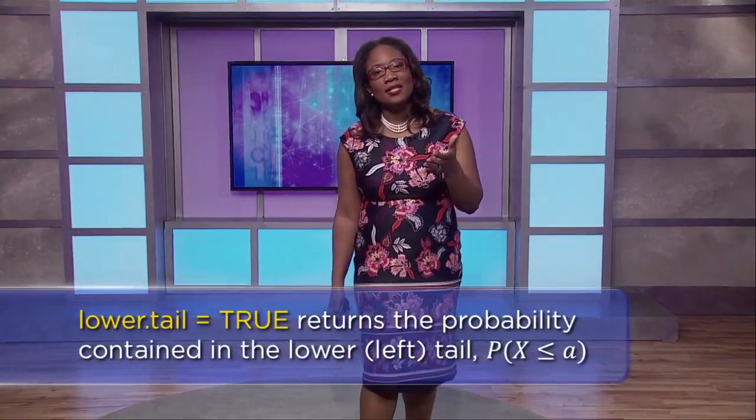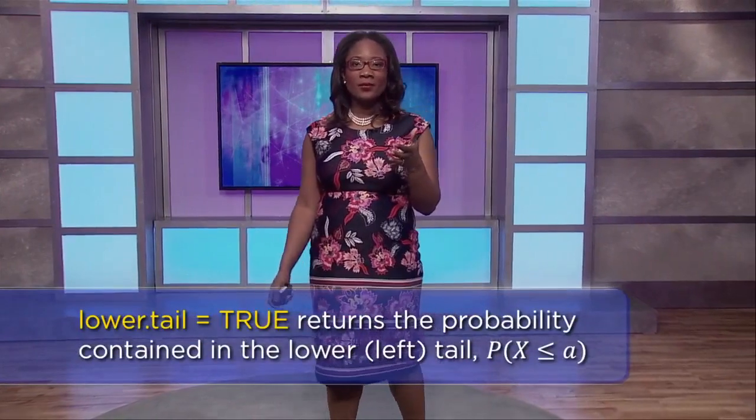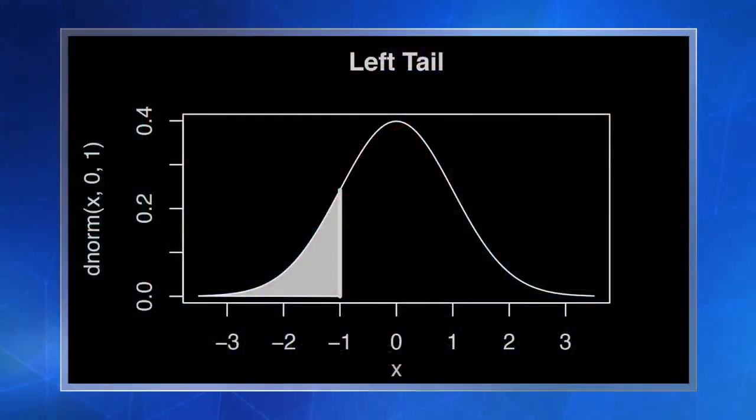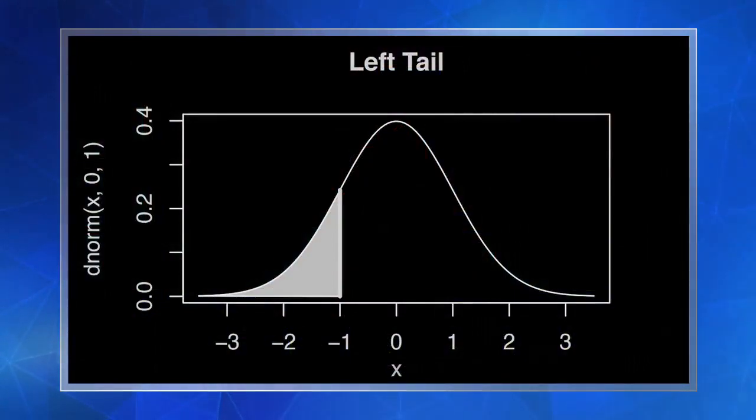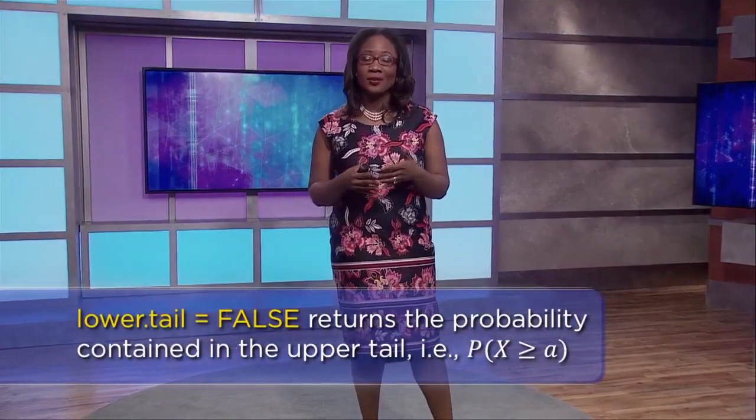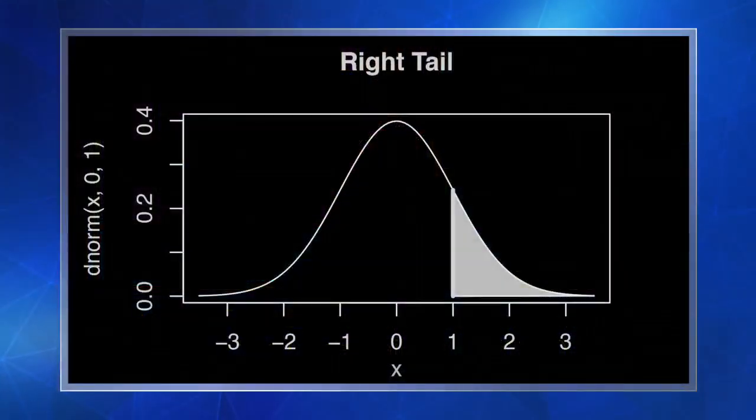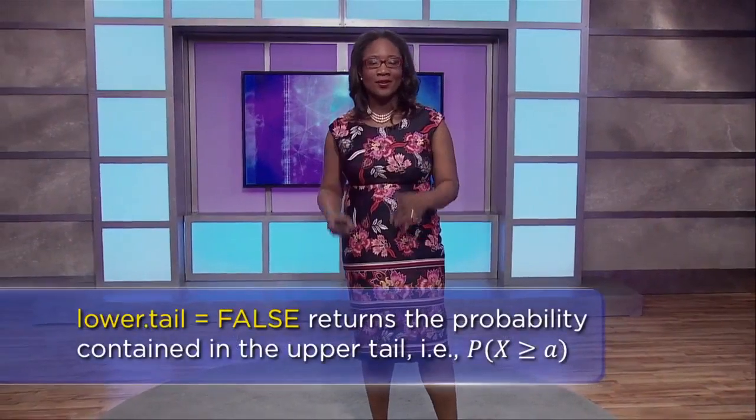Now again, lower.tail equals TRUE means that we're going to return the probability contained in the lower tail, the left tail. So this is the probability that X is less than or equal to a. If we set lower.tail equal to FALSE, we return the probability in the upper tail, the right end, the probability that X is greater than or equal to a.